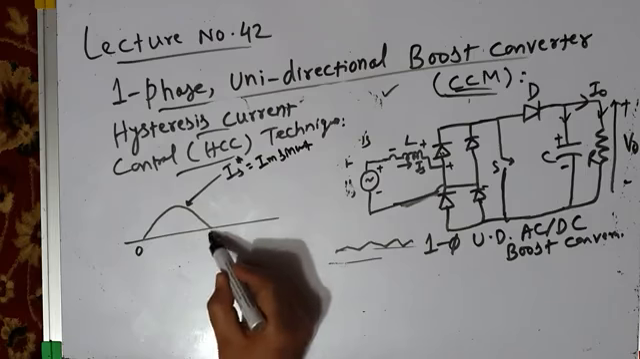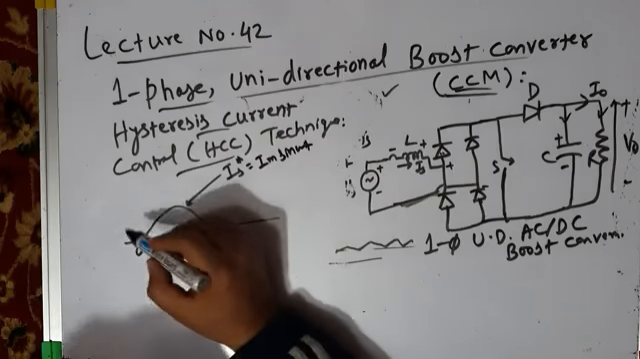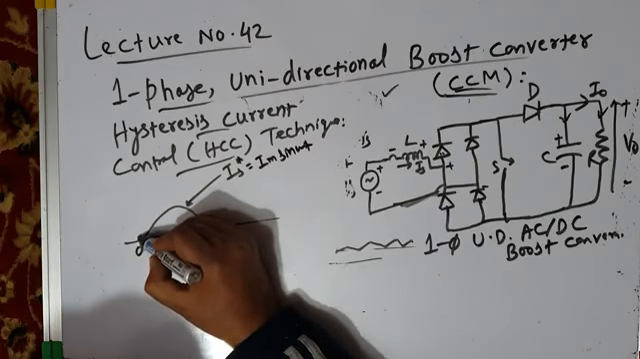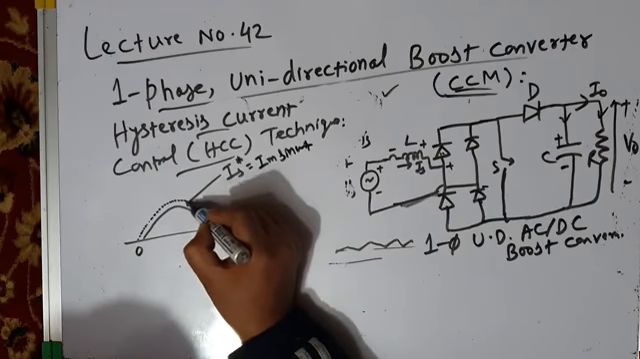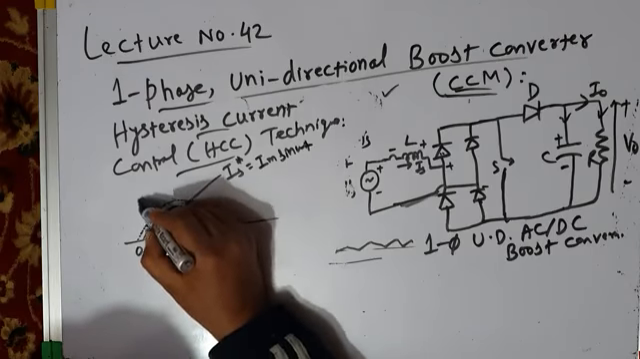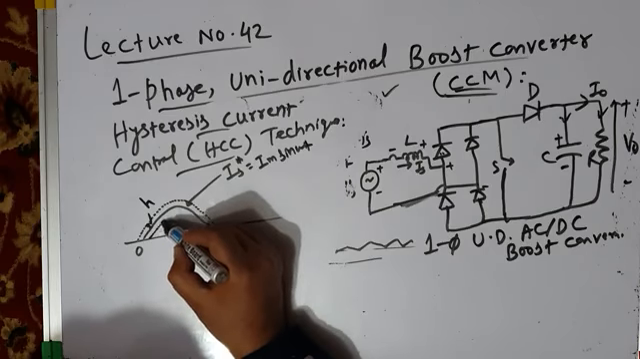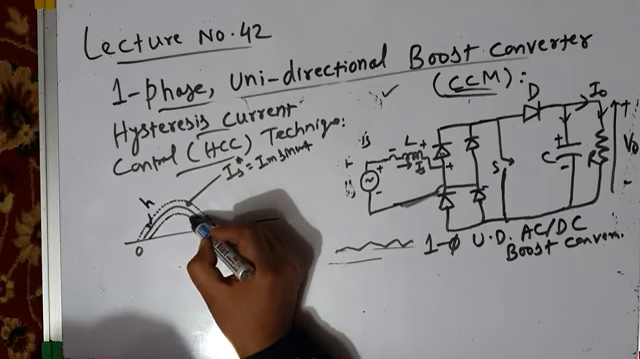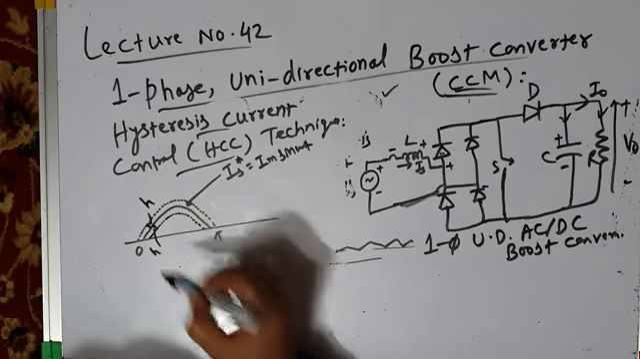Now you can see this reference current is purely sinusoidal in nature. Then we create a band around this current like this, called the upper hysteresis band. इस band की gap है plus h, और नीचे से भी हम lower hysteresis band create करते हैं. इसकी भी height है h.